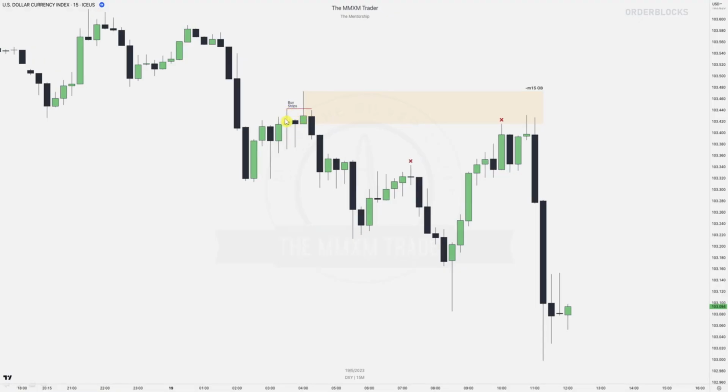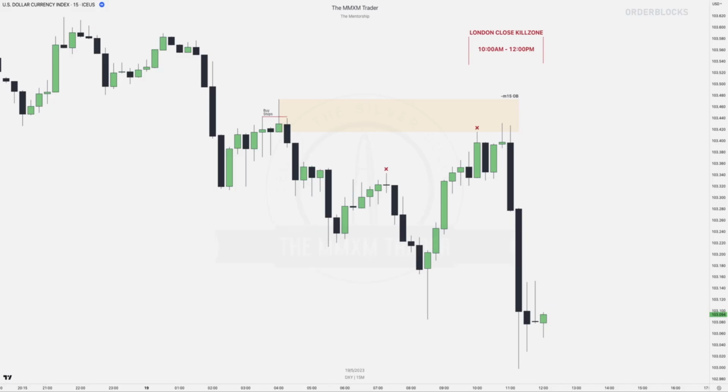Buy stops over here. We raid this high, inducement for more buyers. We raid this high, inducement for even more buyers. And this 15-minute order block we know is high probability, so it will act as a resistance. And you can see price action taps into that order block and uses this as a resistance to continue down lower.